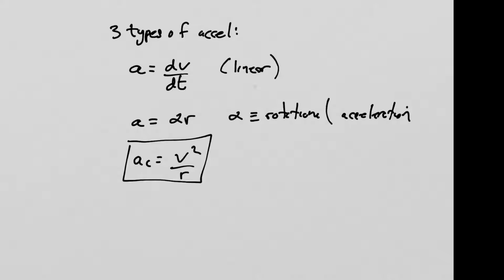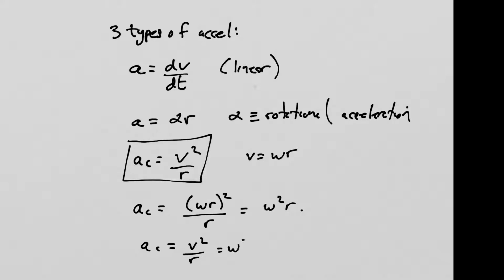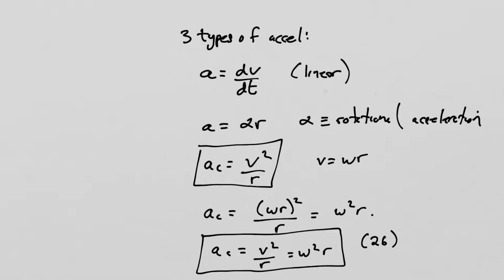Another way of relating centripetal acceleration to some of the other accelerations that are on here is we can do things like saying that we know that v is equal to omega r, and so writing this in terms of circular quantities, a sub c is the same as omega r squared divided by r, which is the same as omega squared r. So we now have multiple ways of looking at centripetal acceleration in terms of either the linear velocity v or the rotational velocity omega. Keeping with our nomenclature from this chapter, we're going to call this equation 26.